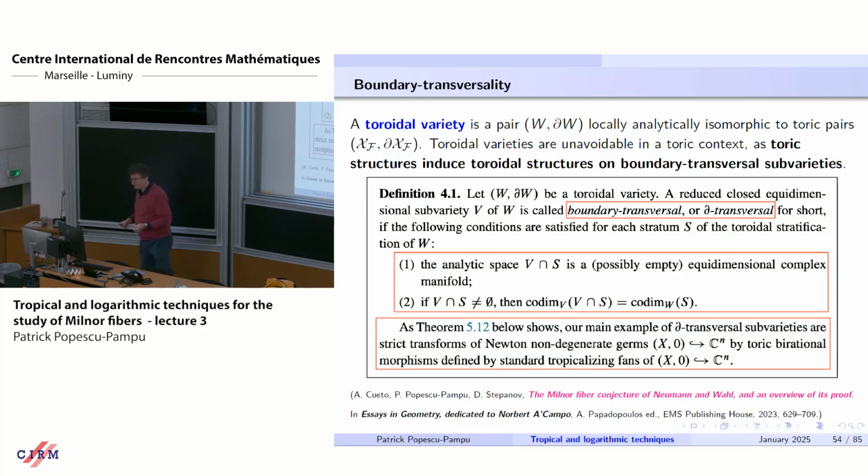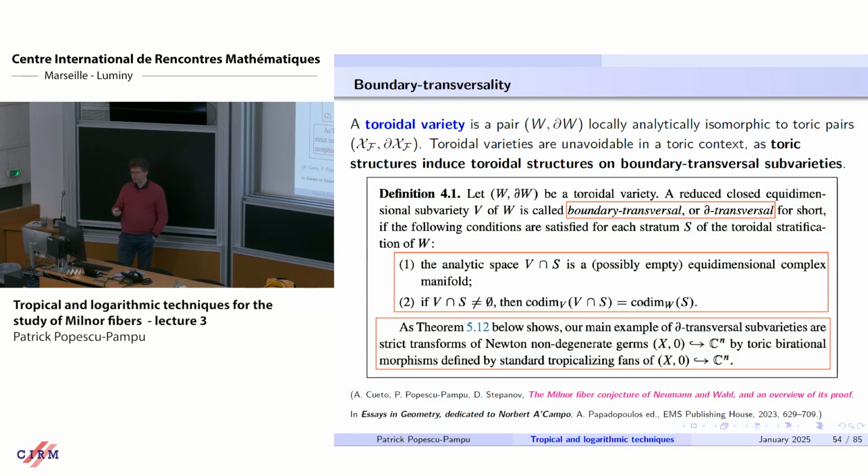So now we ask that the intersection of V with a stratum be an equidimensional complex manifold. And this intersection is to be interpreted scheme theoretically. So indeed, you should not have multiplicities there. Here it's really a manifold, so smooth and reduced. And second, a condition of dimension, that the dimension be as expected.